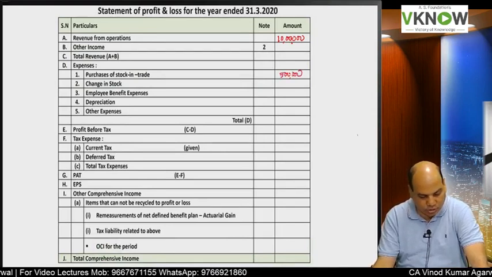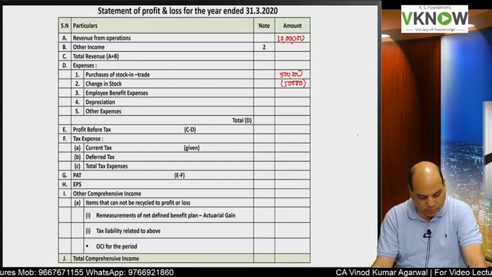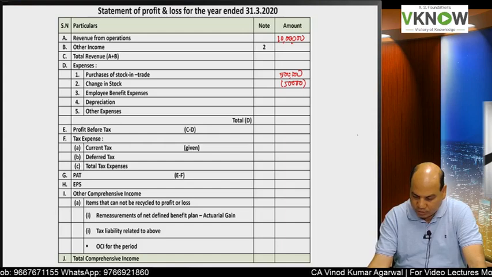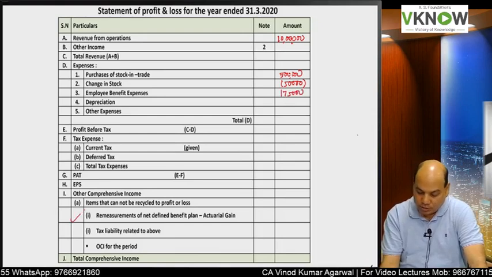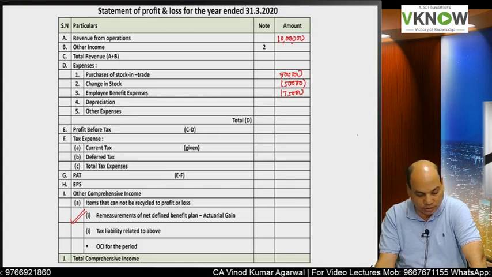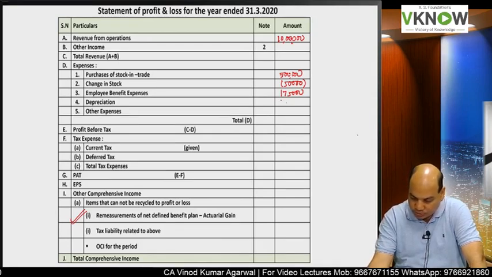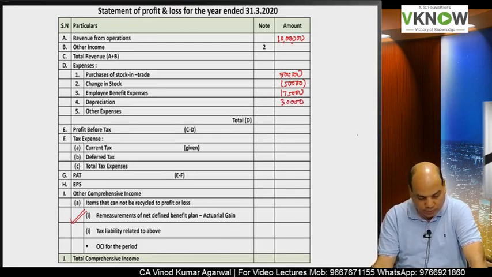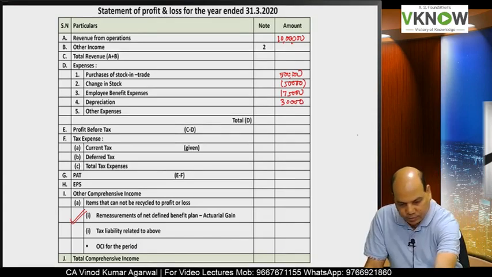Then change in stock, do we have any adjustment in that? No. 50,000. Employee benefit expense, no adjustment, 1 lakh. 75,000. That actuarial gain income will come here. Actuarial gain will come here. Not now. We'll come back to that. Don't break the order. Depreciation, no adjustment. 30,000. Other expense. Do we have adjustment in other expense? No adjustment. 90,000.